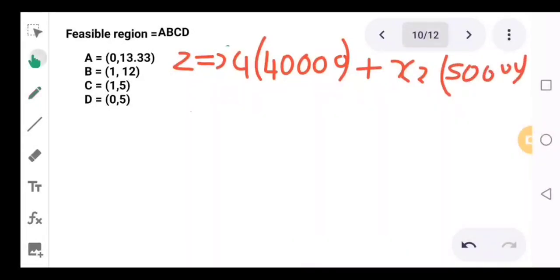Okay, so your x1 are the first values, x2 are the second values. So we need to replace x1 and x2 by such values that you will get the maximum z. Your z has to be the maximum. Such a value you need to find.